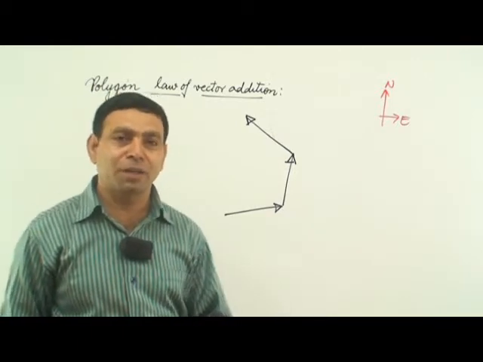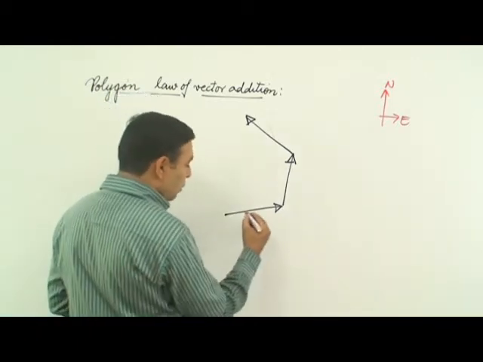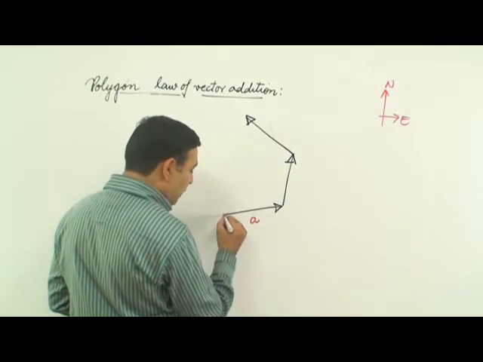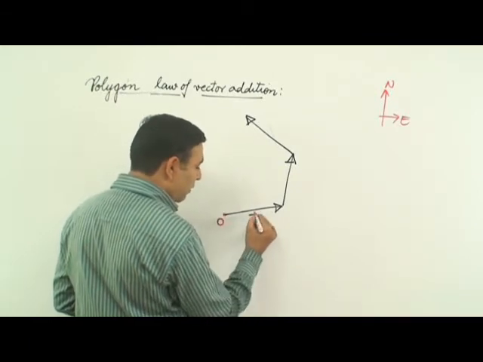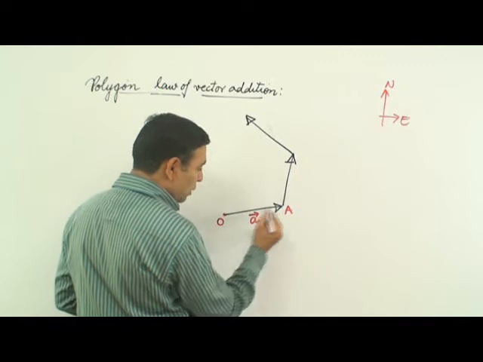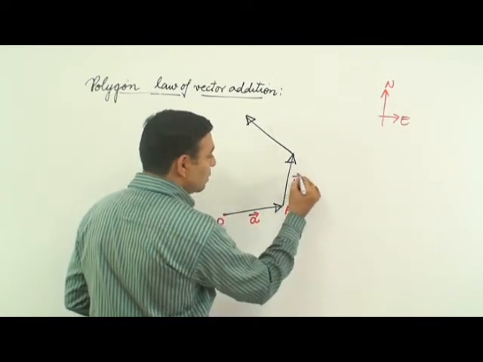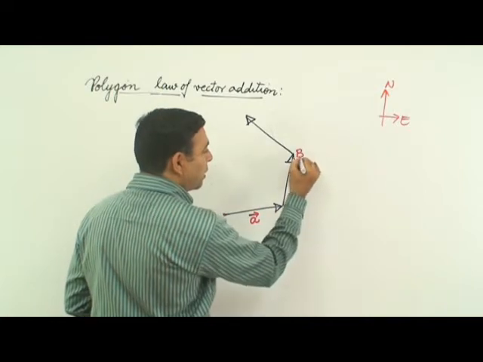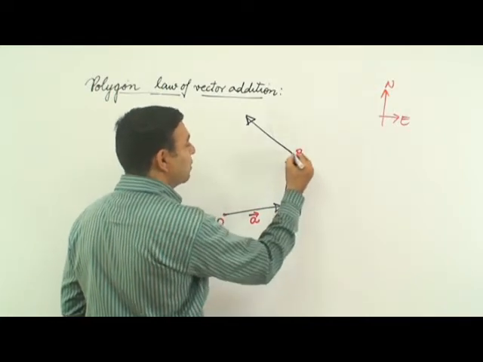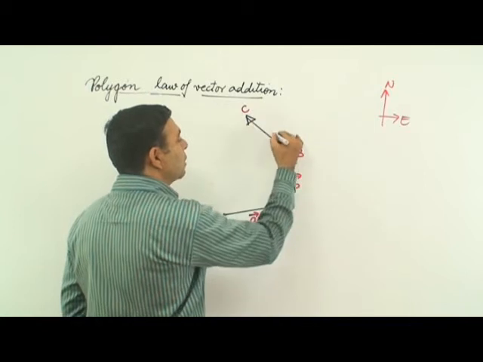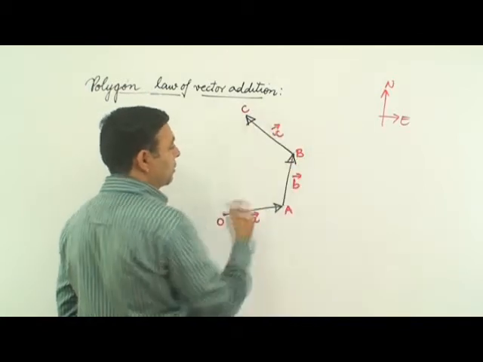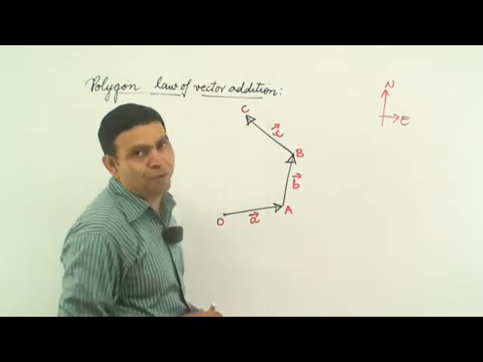For example, suppose your residence is here at point O. You are traveling to reach point A, and the displacement is small a. You are traveling from A to B, the displacement is small b vector, and then from B to C you undergo a displacement small c vector. How far are you from your residence? It's so easy to understand.